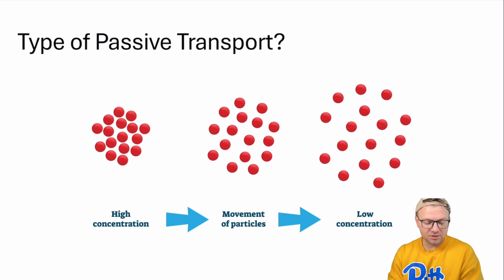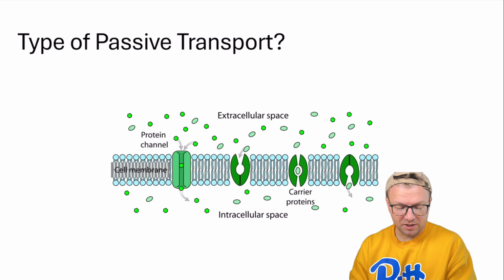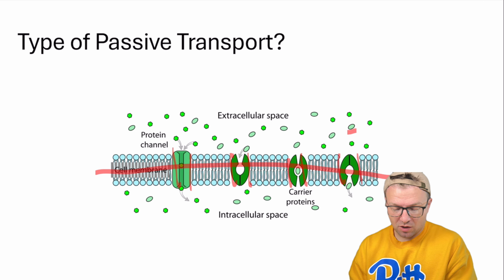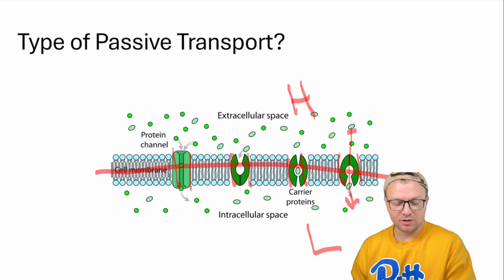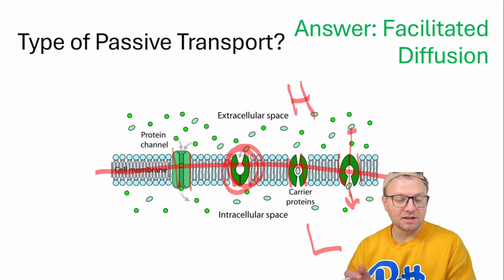Here's our next one. We can see we start out with these molecules. They're spreading out from a high concentration to low concentration. This is an example of simple diffusion. Here's our next one. We can see we have a membrane. We can see we have these things called membrane proteins, and we can see these molecules are moving through those membrane proteins again from high to low concentrations. Since we're going through these membrane proteins, this is an example of facilitated diffusion.